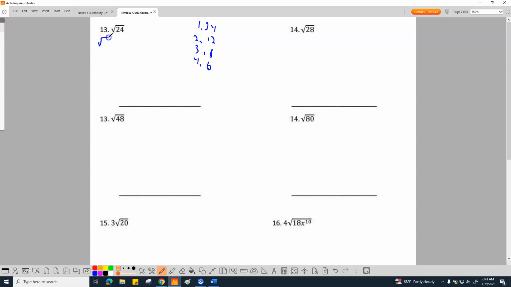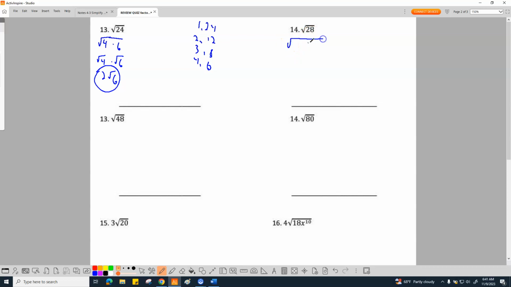So watch how I rewrite this. I'm going to rewrite this as the square root of 4 times 6. And then one more step, I'm going to split them apart. Square root of 4 times square root of 6. The square root of 4 is 2. And then I just shove them together at the end. And that's my answer.